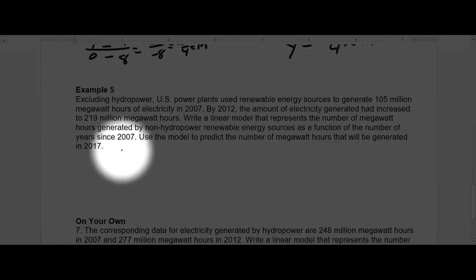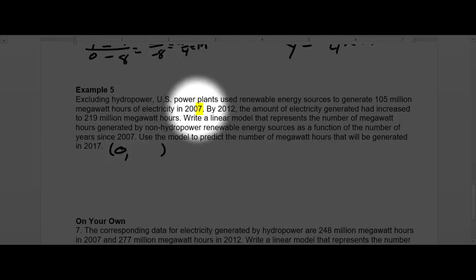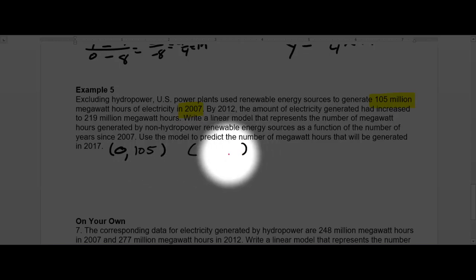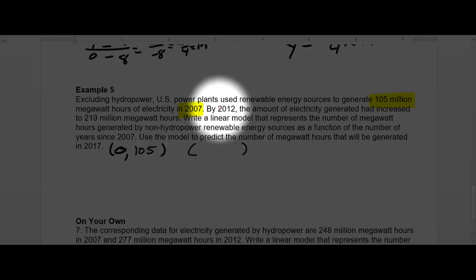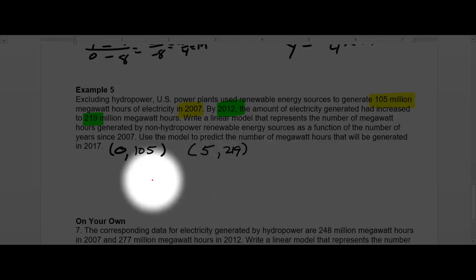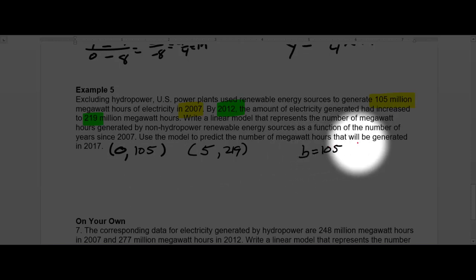So, first year, which would be year 0. So 2007 is right here. They used 105 million, so that's going to just be 105. The next ordered pair would be 2012, but we don't put 2012. What we're going to do is, how many years since 2007 is 2012? That's 5 years, and it had 219 million. So now, this is our y-intercept. It's the 105. We have to find our slope.